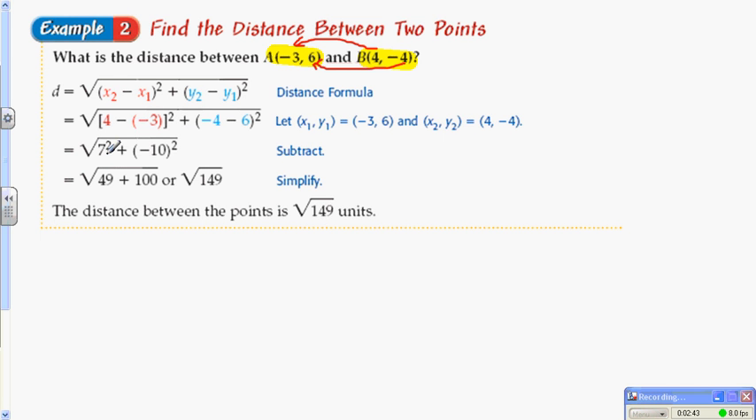Now we take the differences and we square them. Notice that even if you have a negative in there, you get a positive 100, because -10 times -10 is 100, and a positive 49. Add them up to get 149, and then you have to finish by rooting. And that will give you root 149, or you could actually do the calculation and get a decimal.